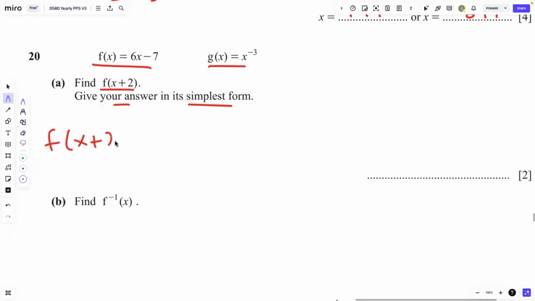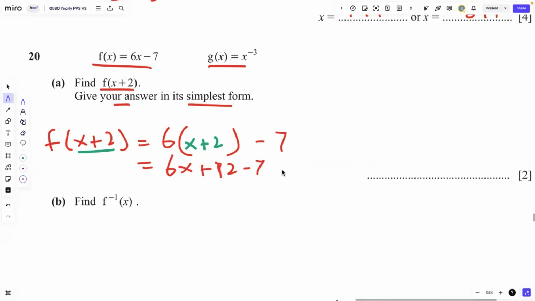So to sum it up, it's just going to be 6. Let's leave a bracket here. So we had x here, but now the input is x plus 2, so we're just going to write x plus 2, and then just solve. So that's 6x plus 12 minus 7. That's 6x plus 5. That's your answer for this question.